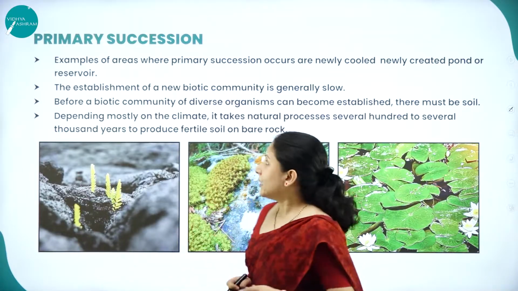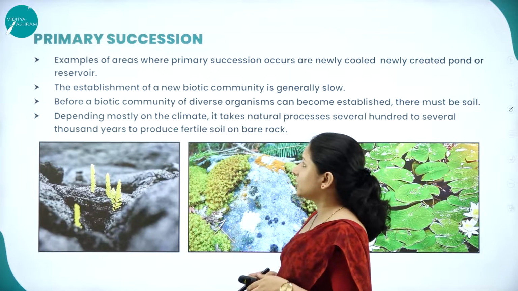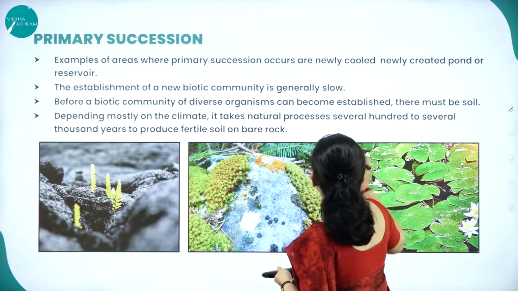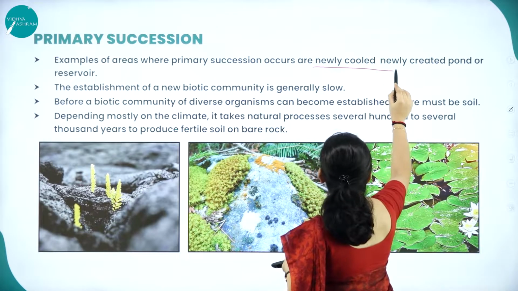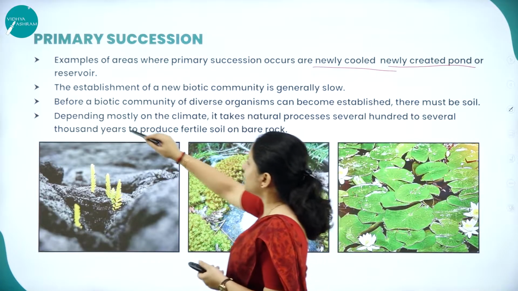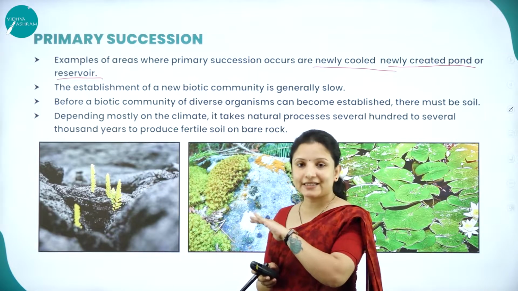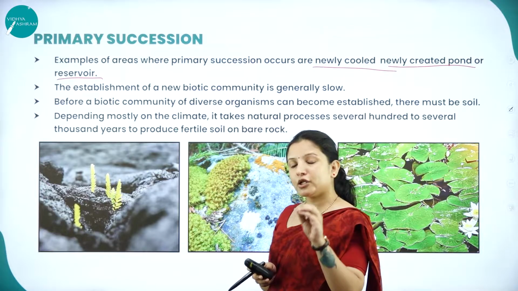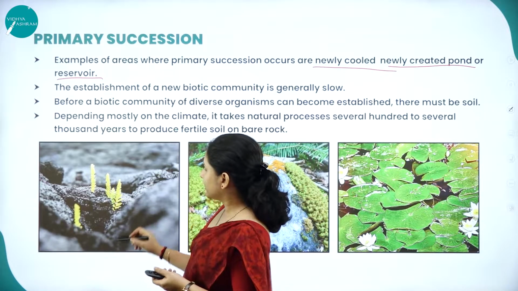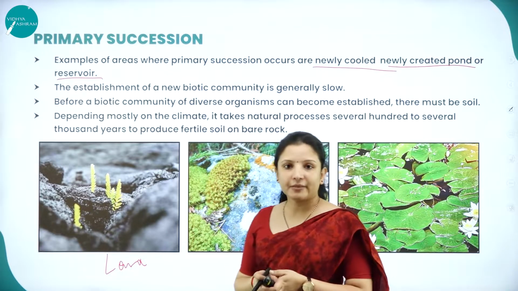Next, talking about primary succession in detail. Some of the examples we have taken here: examples of areas where primary succession occurs are newly cooled lava, and a newly created pond or reservoir. Wherever the lava has flown, it is completely barren, right? Now new plants will have to develop there. So this is one of the best examples. Lava rocks are one of the best examples of primary succession.